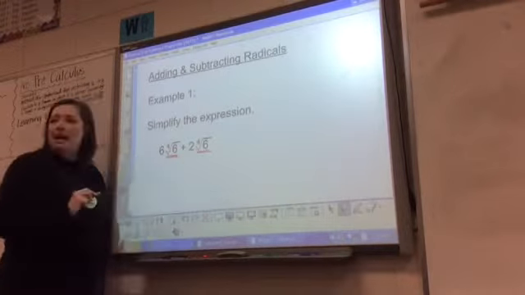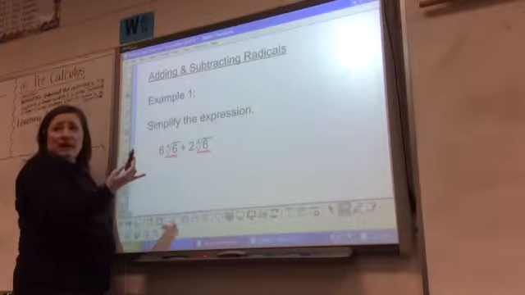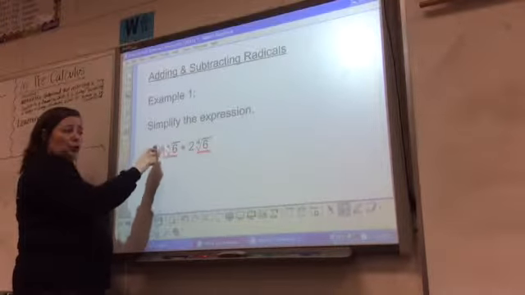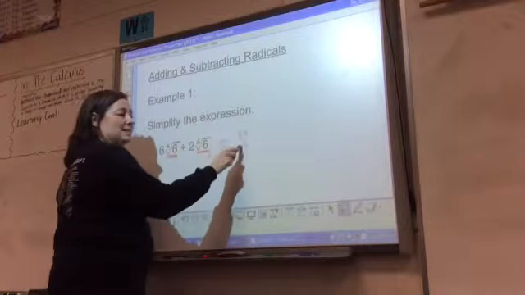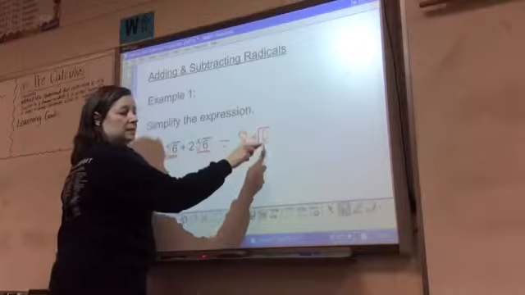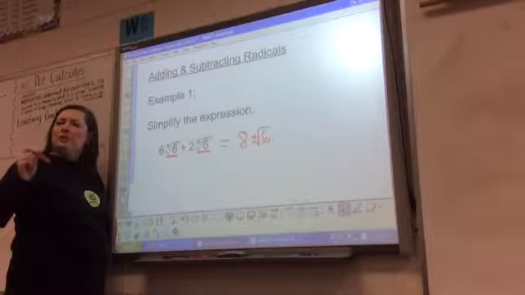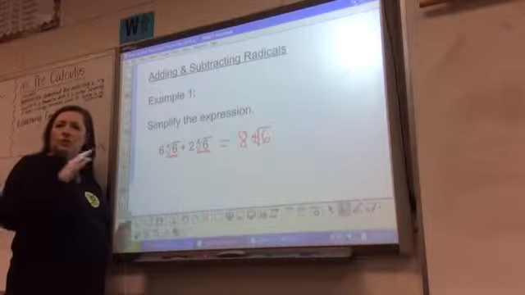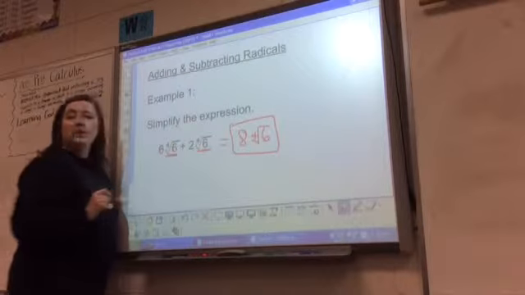Now, obviously, these do. 4th root of 6 and the 4th root of 6. So if that matches, add your whole numbers out front. So 6 plus 2 is 8, and it's still on the 4th root of 6. So the root part doesn't ever change. You treat it like a variable. You treat that radical like it's a variable. So that would be it.